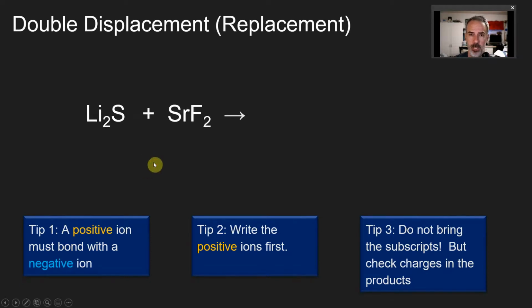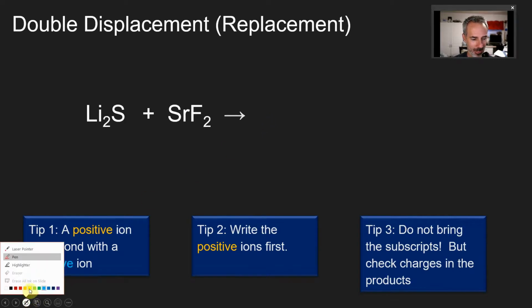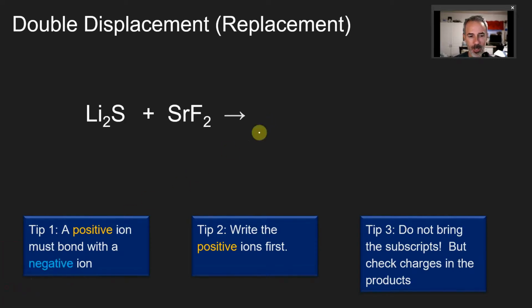Oops. That's right. Apparently I didn't. Let me do it all in white since we're not color coding anymore here. That's right. I write down lithium because it's a positive ion. It's always the ones in the front that are positive, right? And strontium. Spread them out good because you're going to swap their partners.